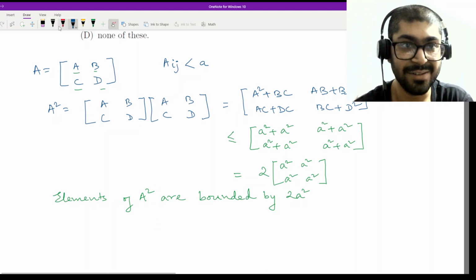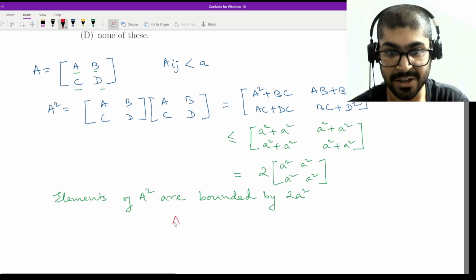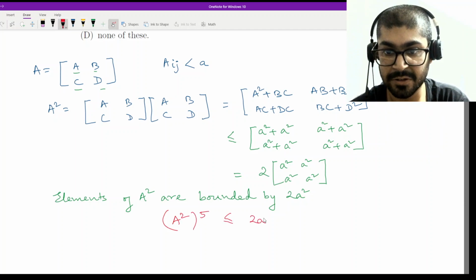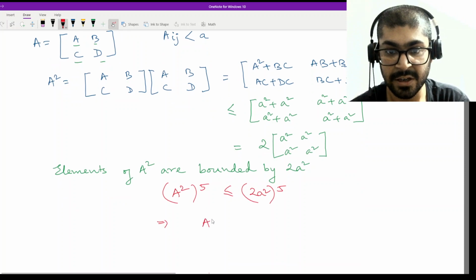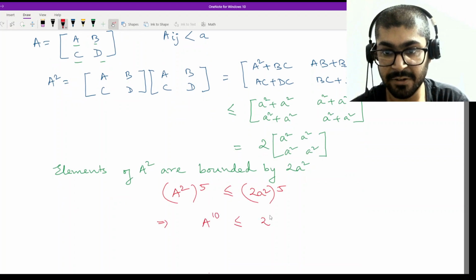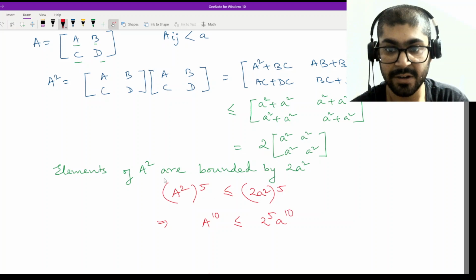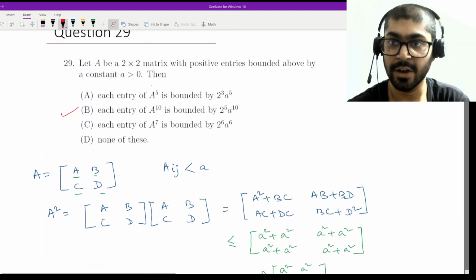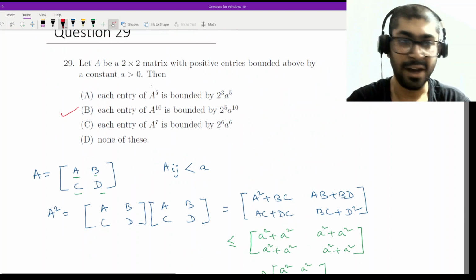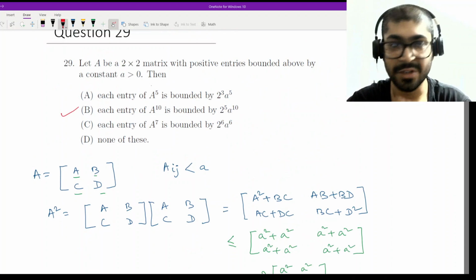Now just raise everything to the power 5 and you should get your solution. So A squared to the power 5 should be less than (2a squared) to the power 5, which implies A to the power 10 should be less than or equal to 2 to the power 5 times a to the power 10. Option B. I hope you could understand this. You just had to do one matrix multiplication and then continue it.